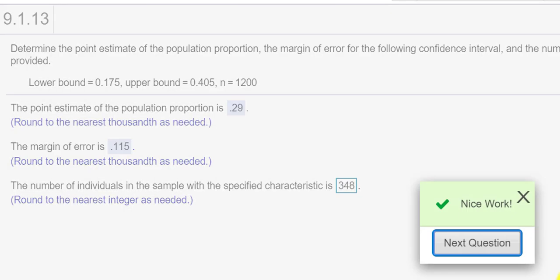And I get the next question, nice work. So that's questions 1 and 2. I hope that helps.